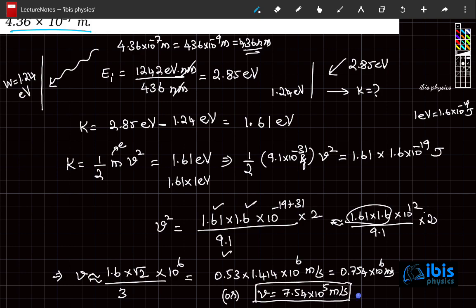In the book also I have got the same answer. So in this case the approximation also works, because it is 0.01 whole power minus 19. Hence this approximation works here.